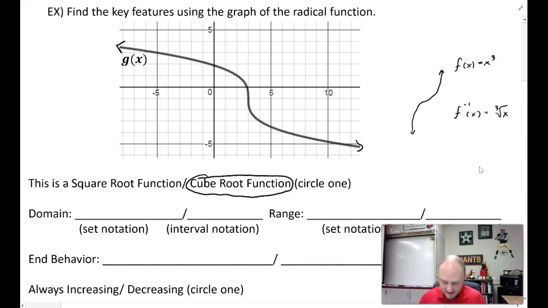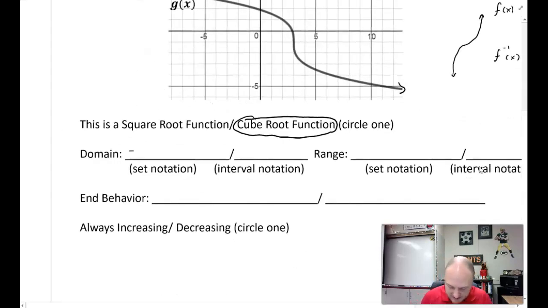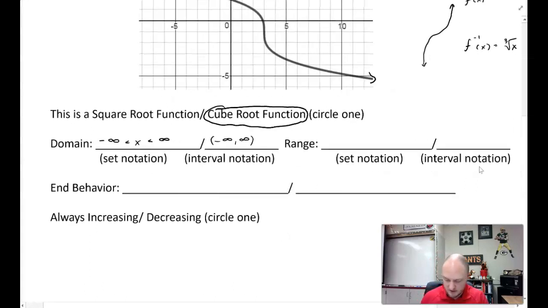But our domain, again, super, super easy. Negative infinity less than x less than positive infinity. And we can write that as set notation and interval notation. Sorry, inequality notation. You guys aren't doing set. And our range, negative infinity is less than y, which is less than positive infinity. And that's negative infinity to positive infinity. Easy, easy points. Don't mess it up.